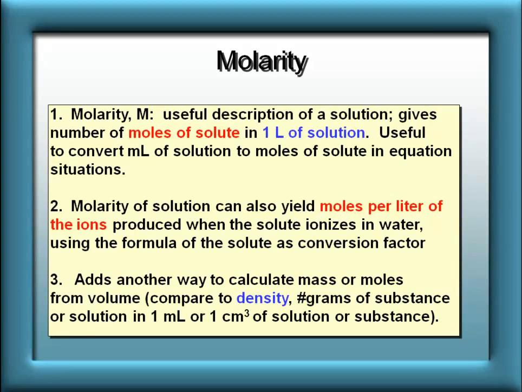Molarity, capital M, is a useful description of a solution. It will give us the number of moles of solute in 1 liter of solution. It's useful to convert milliliters of solution to moles of solute in equation situations. Molarity of solution can also yield moles per liter of the ions produced when the solute ionizes in water, using the formula of the solute as a conversion factor. Molarity also adds another way to calculate mass or moles from volume, just like we use density, the number of grams of substance or solution in 1 milliliter or 1 cubic centimeter of solution or substance. So molarity can be used in several different ways to help us solve stoichiometry problems and conversion problems.